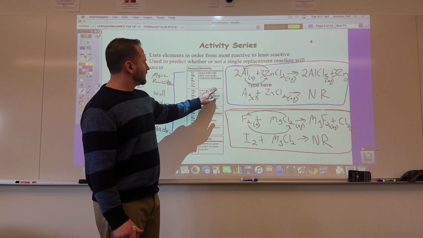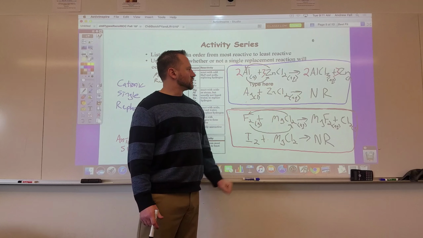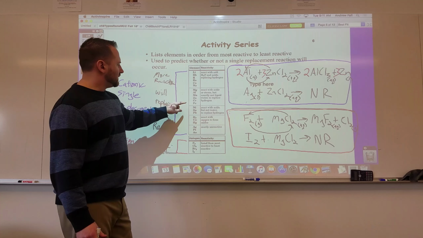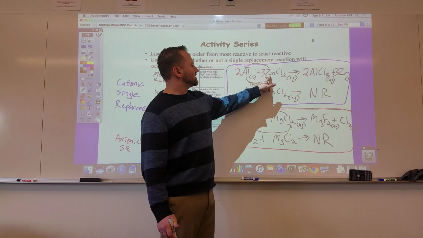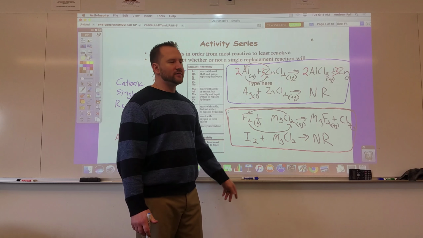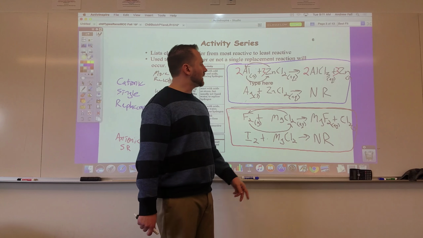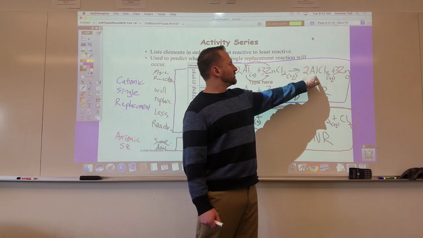So if we take a look over here, if I put aluminum metal in a solution of zinc chloride, you can see that aluminum is more reactive than zinc. Therefore, a reaction will occur. The aluminum will displace the zinc from the zinc chloride and give you aluminum chloride as a product, and then zinc by itself. One thing I want to point out is that you can see that while zinc is with 2 chlorides here, aluminum is with 3.